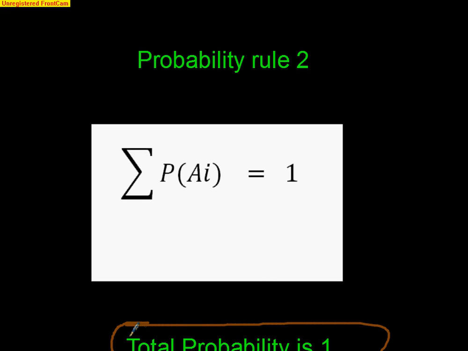So make sure you write this down, or write down total probability is 1, or just some way so you understand probability rule number 2.